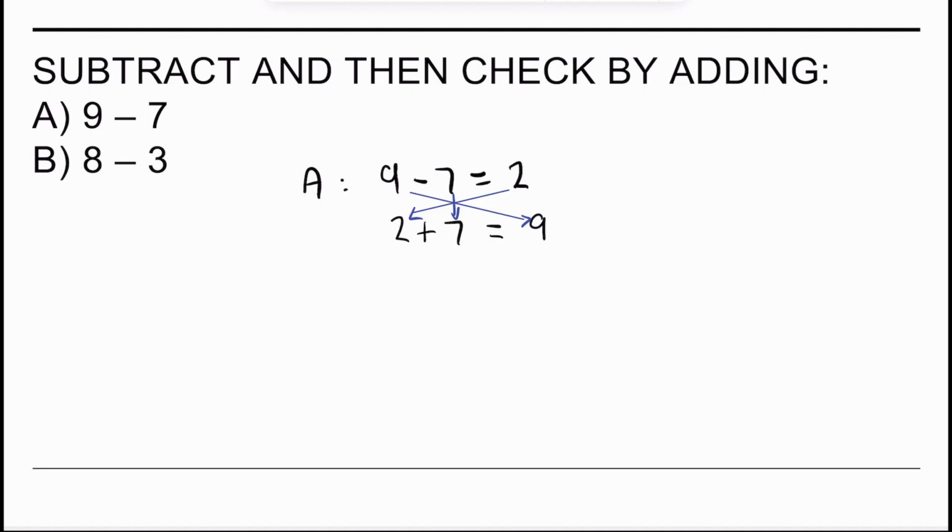So for B, we're trying to find the difference between 8 and 3. So we can say 8 minus 3, which equals 5. Therefore, if I add back that 3 to 5, I would then end up with 8.